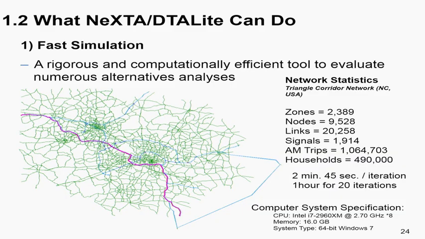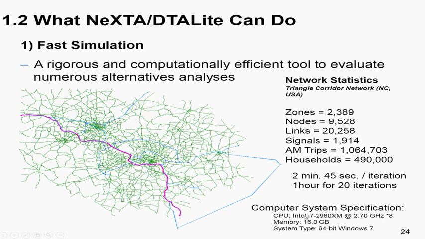So one typical simulation in NeXTA or DTALite: many years ago we worked with NC State, North Carolina State University, on their regional-wide network. The number of zones is about 2,000, with 9,000 nodes, 20,000 links, and a number of signals. At that time, the simulation time was 2 minutes 45 seconds per iteration, with 20 iterations per hour. That was almost 5 or 6 years ago.